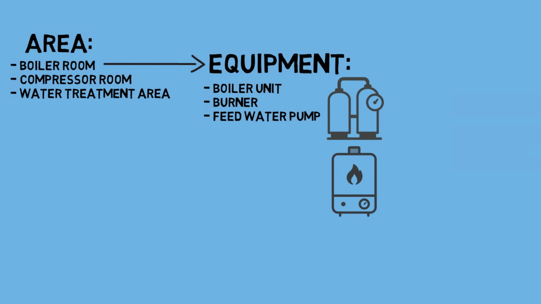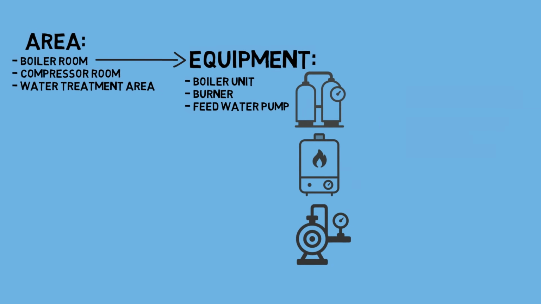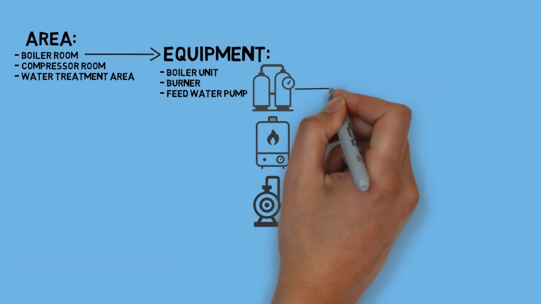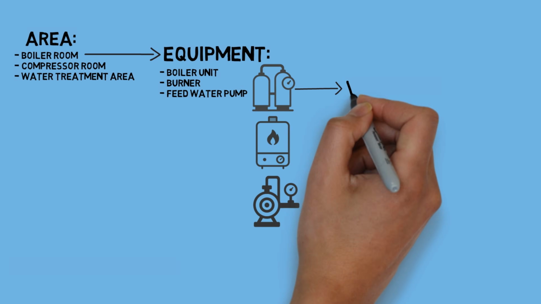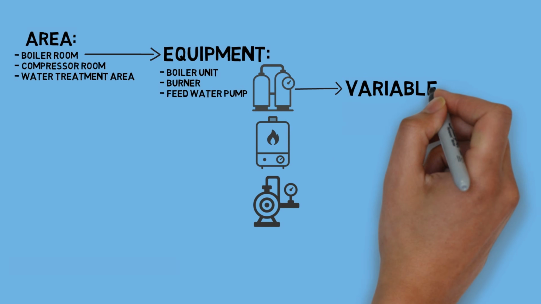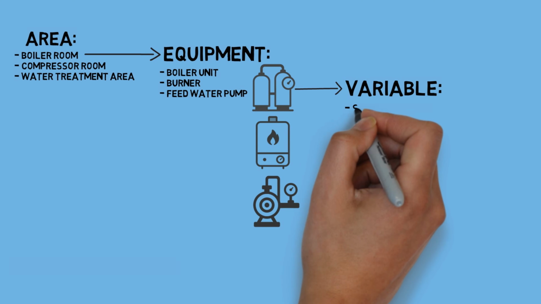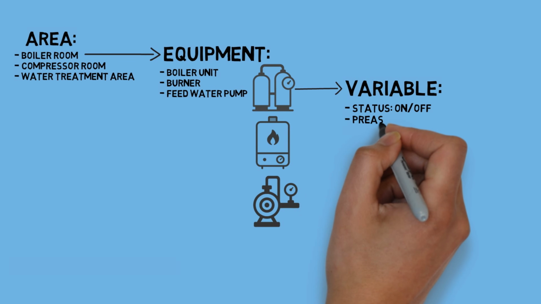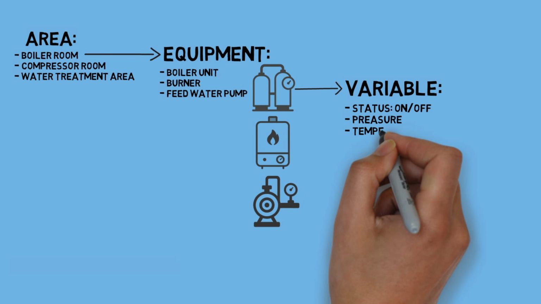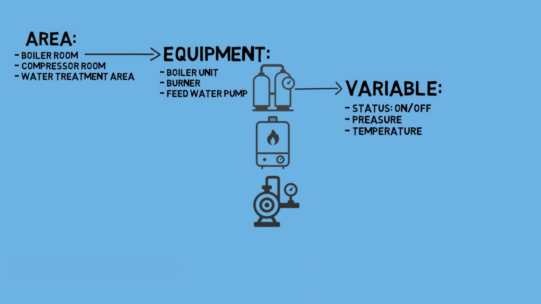Each piece of equipment has several variables that need to be monitored. For example, in a boiler unit, these variables include the operating status, whether it is on or off, pressure, temperature, water level, and other related values. These variables are continuously monitored, and when any of them exceed the predefined limits, the system will automatically record an alarm for further analysis and action.